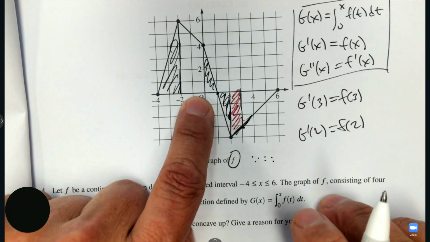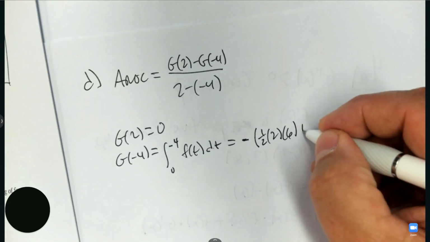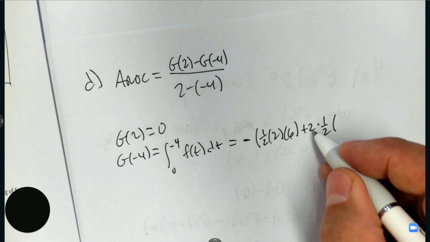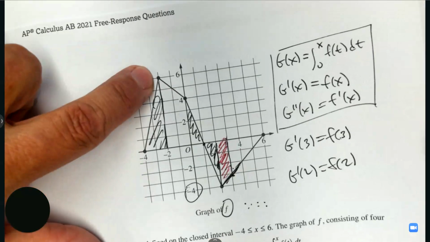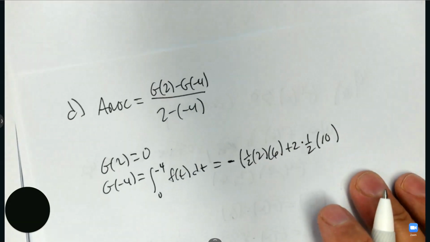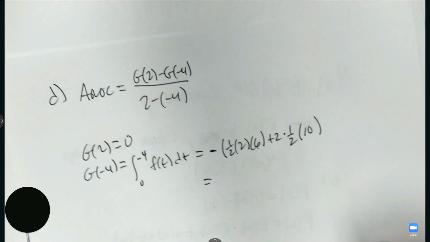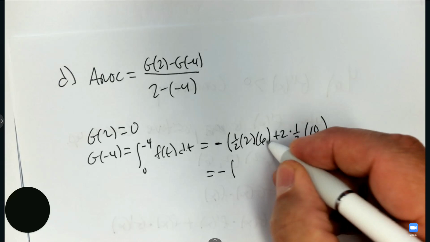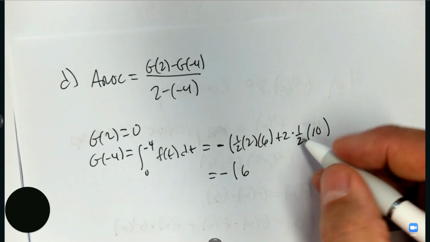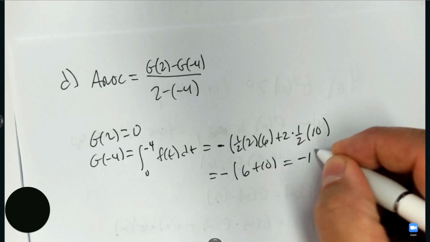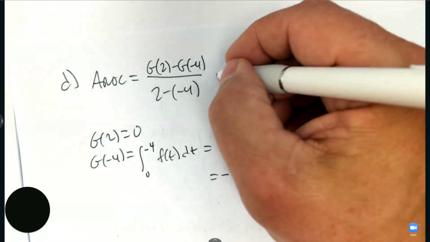So the base of that trapezoid is 2. Again, a trapezoid starts with 1/2 the base, and then we add the 2 heights. So one height is 6 and the other 4, so 6 plus 4, that's 10. Now I need to simplify this because of the work I still need to do. So it's negative. Half of 12 is 6. 2 times 10 is 20. Half of 20 is 10. So this is -16.